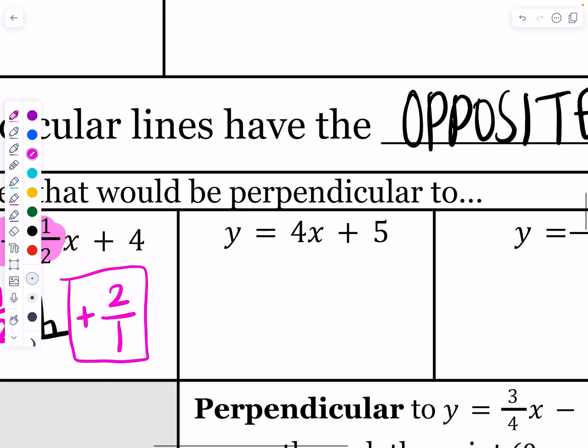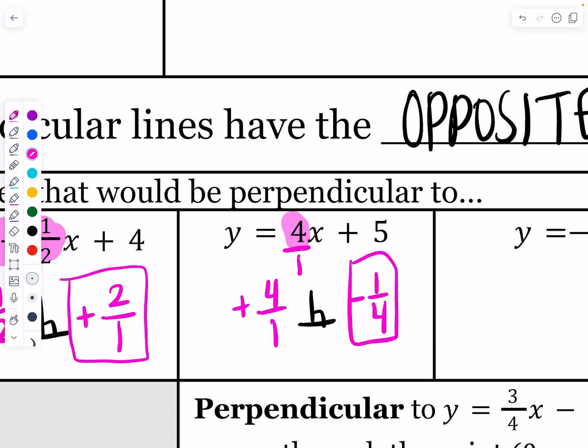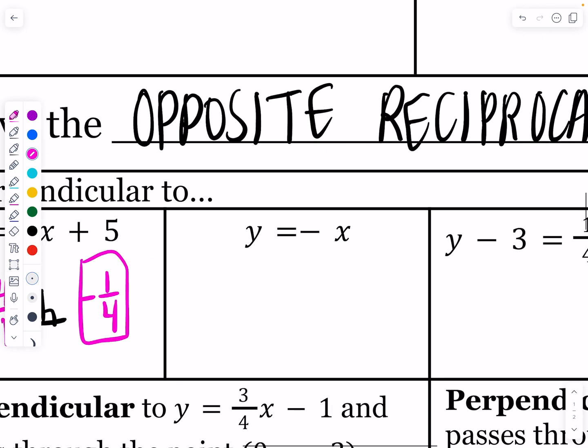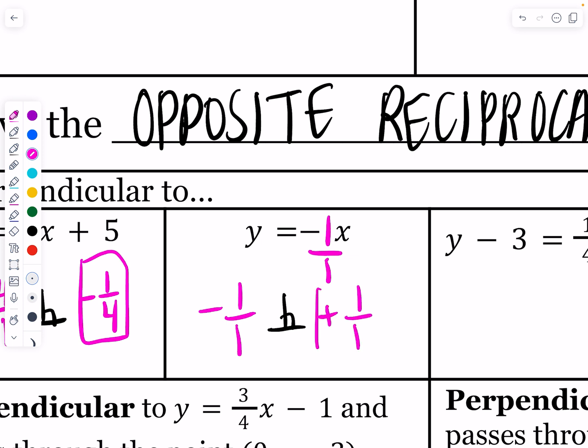Okay. This one, we have a positive 4. I like to put that over 1 slope. So what is the opposite reciprocal to positive 4 over 1? That is going to give me negative 1 over 4. Will be a perpendicular slope to that line. This one, there's an understood negative 1 in front of this, negative 1 over 1. So what is the opposite reciprocal to a negative 1 over 1 slope? That is going to be a positive 1 over 1 slope, so positive 1.